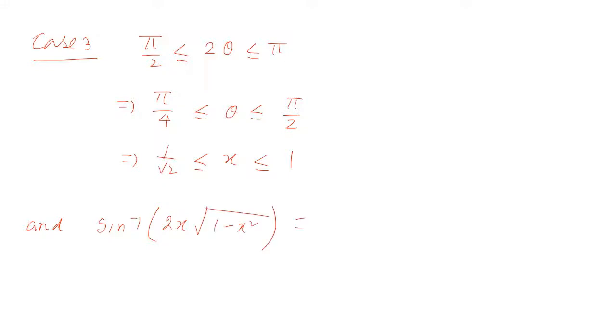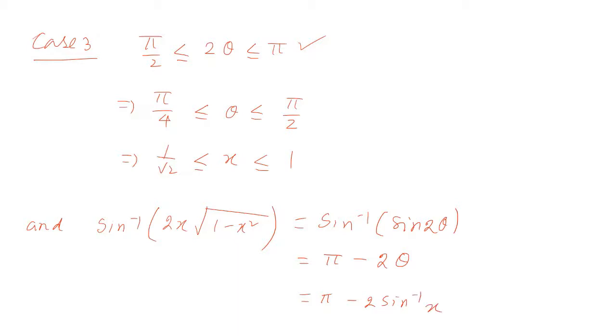This is equal to which branch? It is in the pi by 2 up to 3 pi by 2 branch. So the result will be in this case pi minus something. Pi minus something means 2 theta here. Sorry, actually I am first writing the actual one. The actual one was sine inverse of sine 2 theta. So this is equal to pi minus 2 theta because it is in the branch of pi by 2 up to 3 pi by 2. So it is equal to pi minus 2 times sine inverse x.